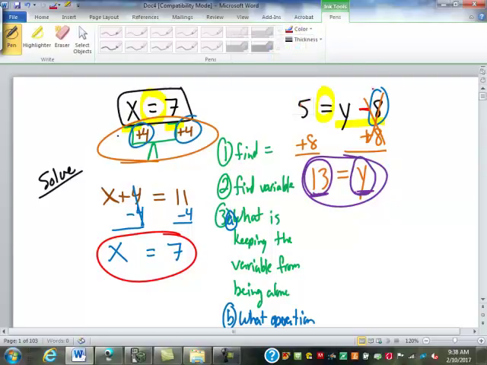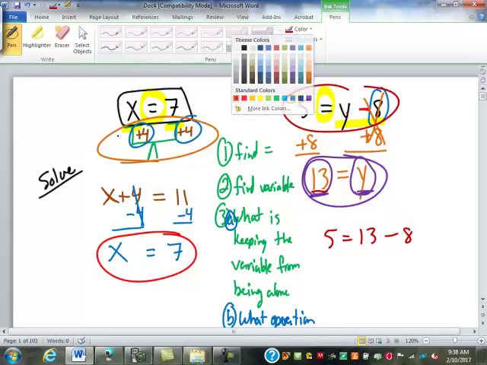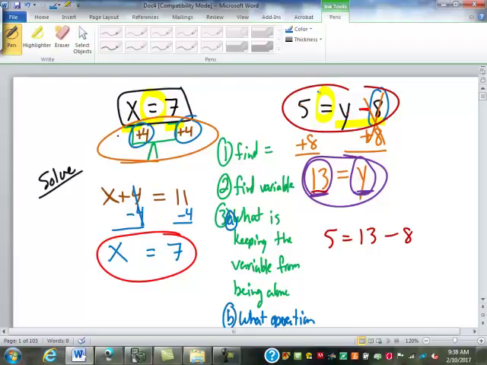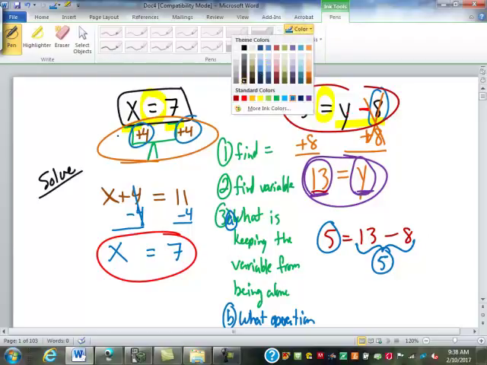So I'm going to rewrite this original equation up here. But instead of putting in y, I'm going to put in 13. So instead of y minus 8, I'm going to put in 13 minus 8. And this is how we double check to make sure that this answer works. We should get the same value on each side. Well, 13 minus 8 is 5. So we do have the same value on both sides of the equation. That's telling us we're relatively assured that answer is correct.